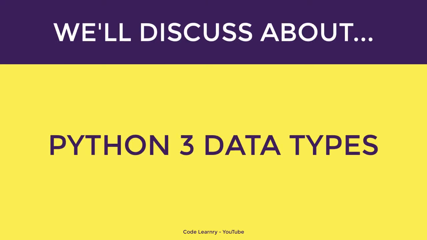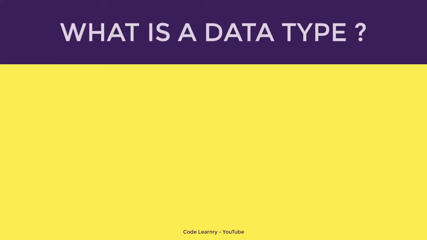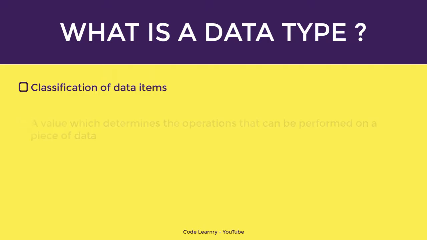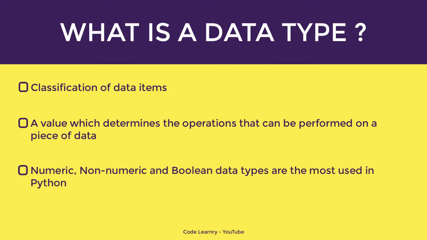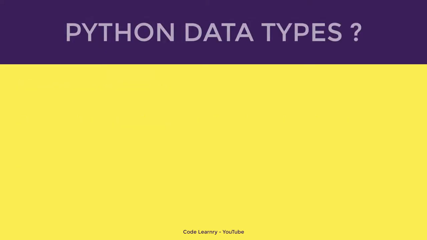So by the end of this video you will know everything about data types in the Python programming language. Now let's start off with what a data type is. Data types refer to the classification of data items. Data types also represent a kind of value which determines the kind of operations that can be performed on a specific kind of data. So numeric, non-numeric, and Boolean data are the most frequently used data types in the Python programming language. Python has the following standard or built-in data types.